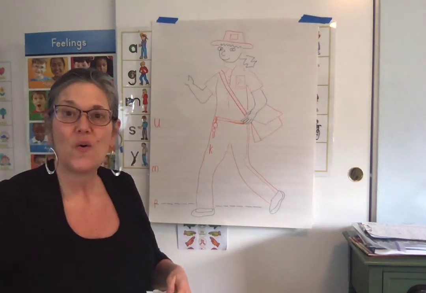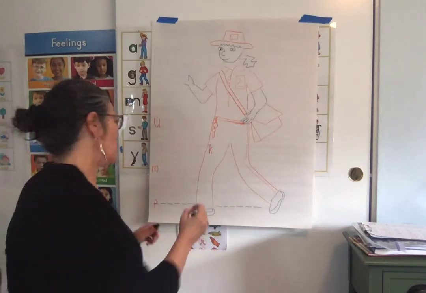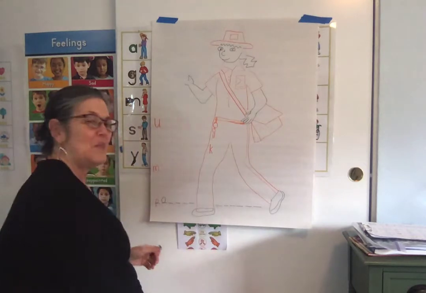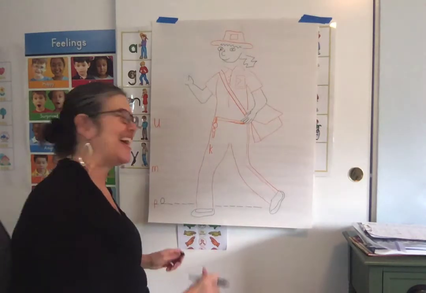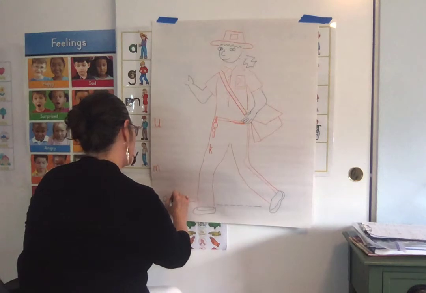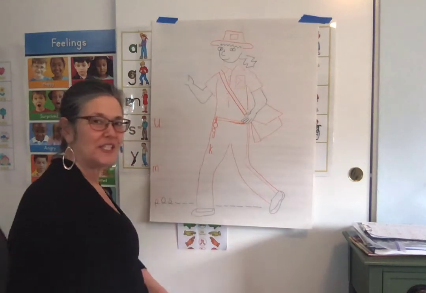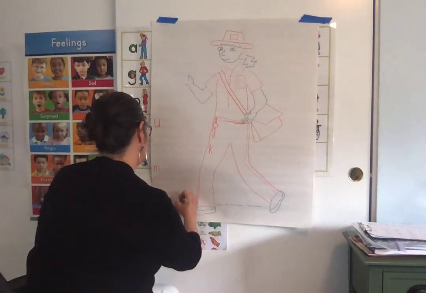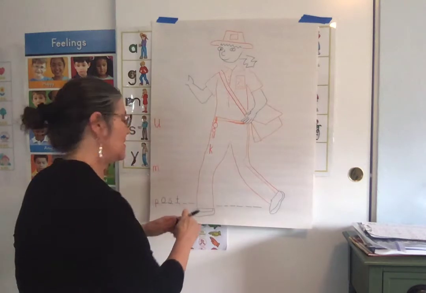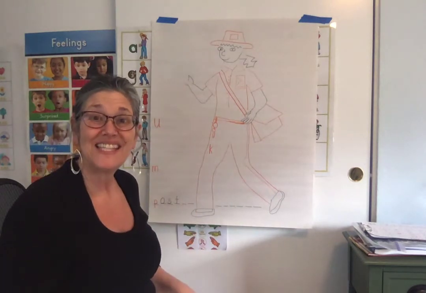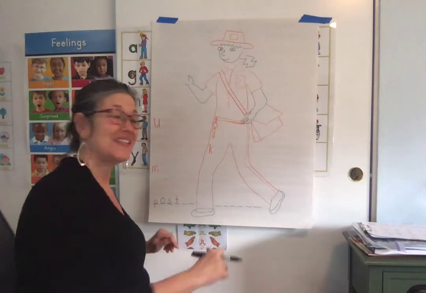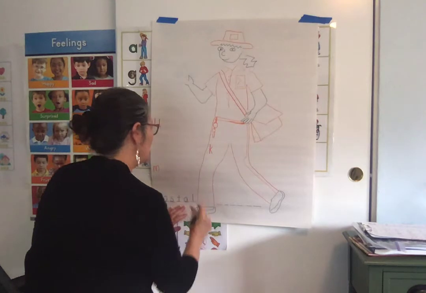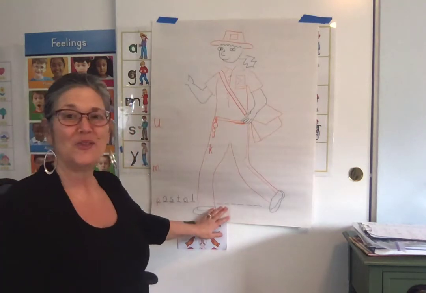O. Post. A T. Postal. That's an A-L. So it's going to take two spaces. A-L. Now we're going to come over here and we're going to write the word worker.